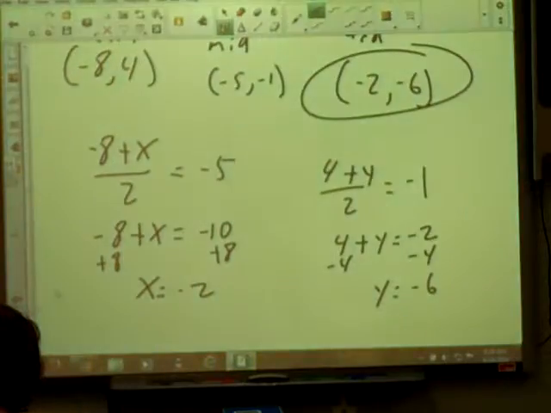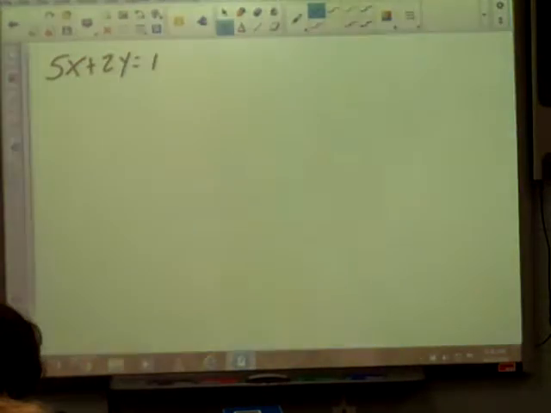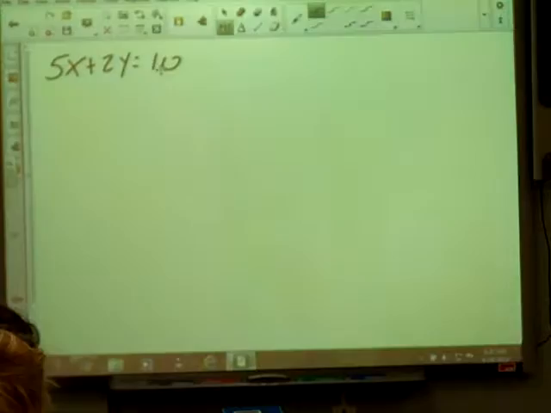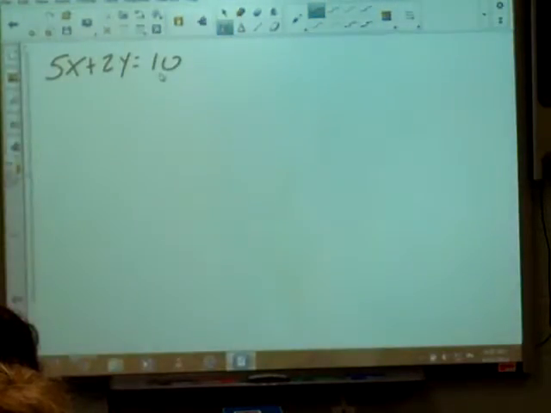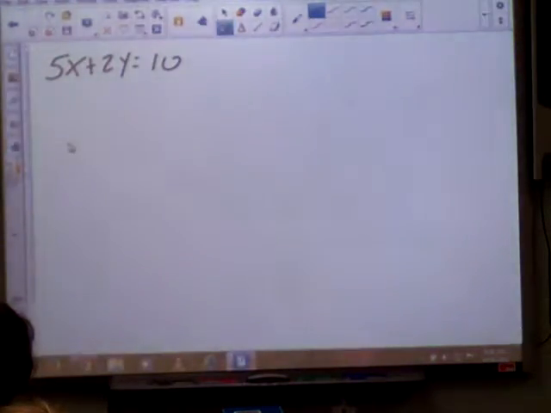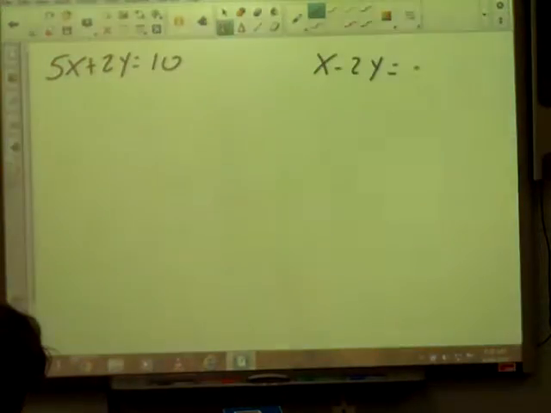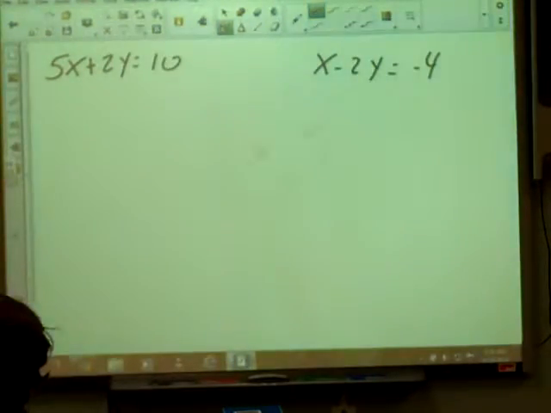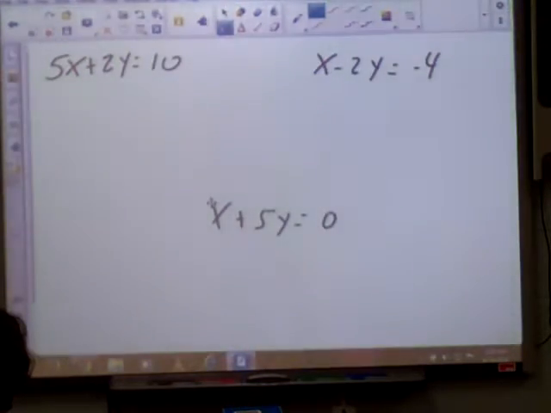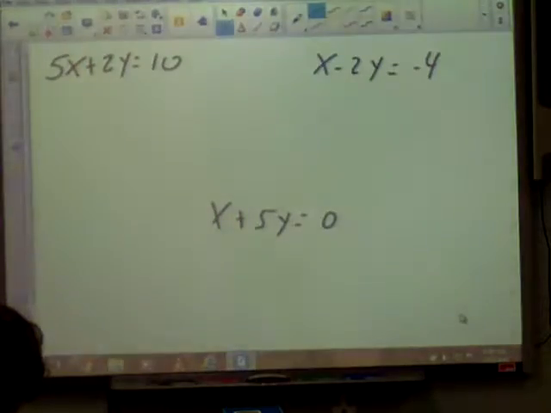Alright, the last few that we're going to do, you're going to do by yourself. This first one says 5x plus 2y equals 10. You're going to graph that. Then you're going to look at x minus 2y equals -4. You're going to graph that. And then one more, x plus 5y equals 0. Graph that. Okay?